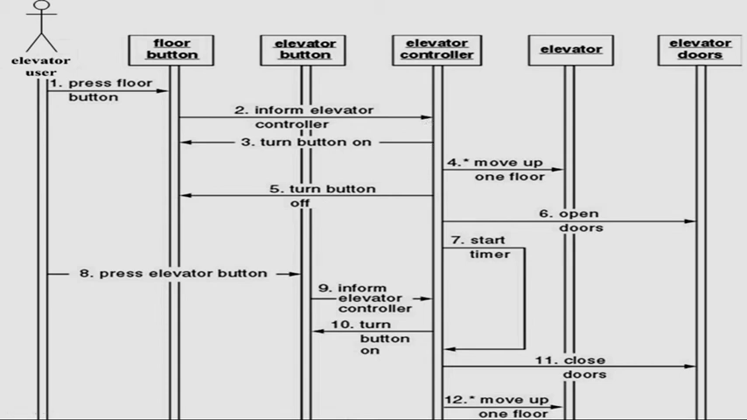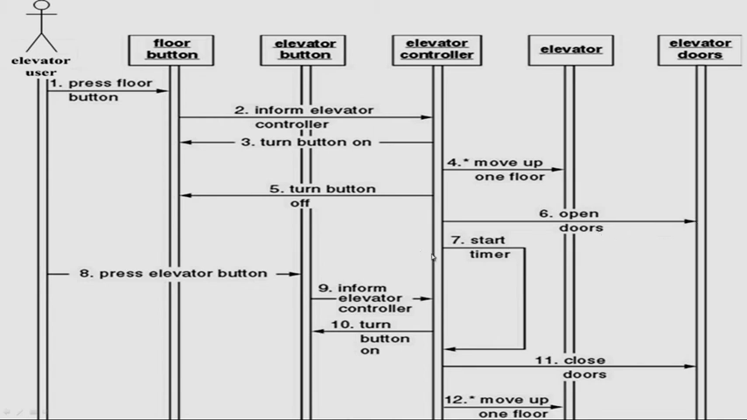And third, the elevator controller will send a message back to the floor button to turn itself on. And then the elevator controller will also send a message to the elevator to move up 1 floor. Fifth, if the requirement is fulfilled, the elevator controller will send the message to the floor button to turn it off. Once the elevator has arrived at the destination, the elevator controller will send a message to the elevator door to open itself.